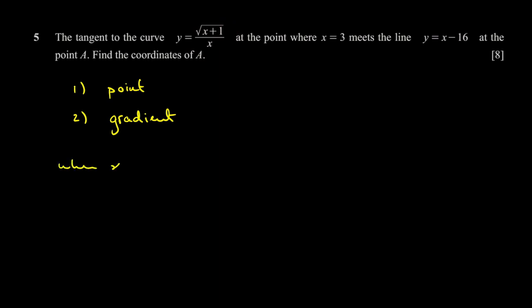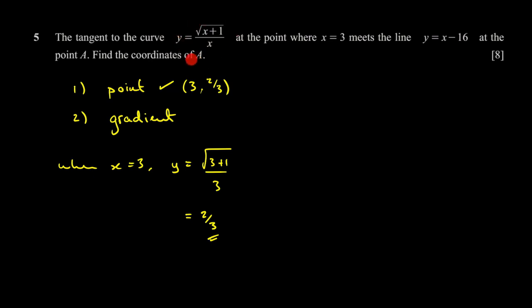When x is equal to 3, y is going to be equal to the square root of 3 plus 1, which is 4, divided by 3. So 3 plus 1 is 4, square rooted is 2, so y is equal to 2/3. So we've got our coordinate point now. The point is (3, 2/3). So that's done. How are we going to get the gradient? Well, to get the gradient of the tangent, we need to differentiate this curve.